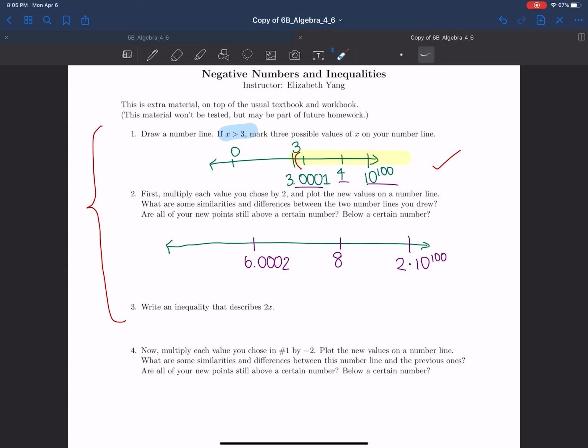I also noticed that initially we had a small distance between 3.0001 and 4. We have a really big distance between 4 and a googol. We still have a relatively small distance between 6 and 8, but we still have a really big distance between 8 and 2 times a googol. So we can think of this as stretching out the number line a little bit. I guess that is kind of a similarity and a difference. The 2 lines look a lot the same, but one is stretched out.